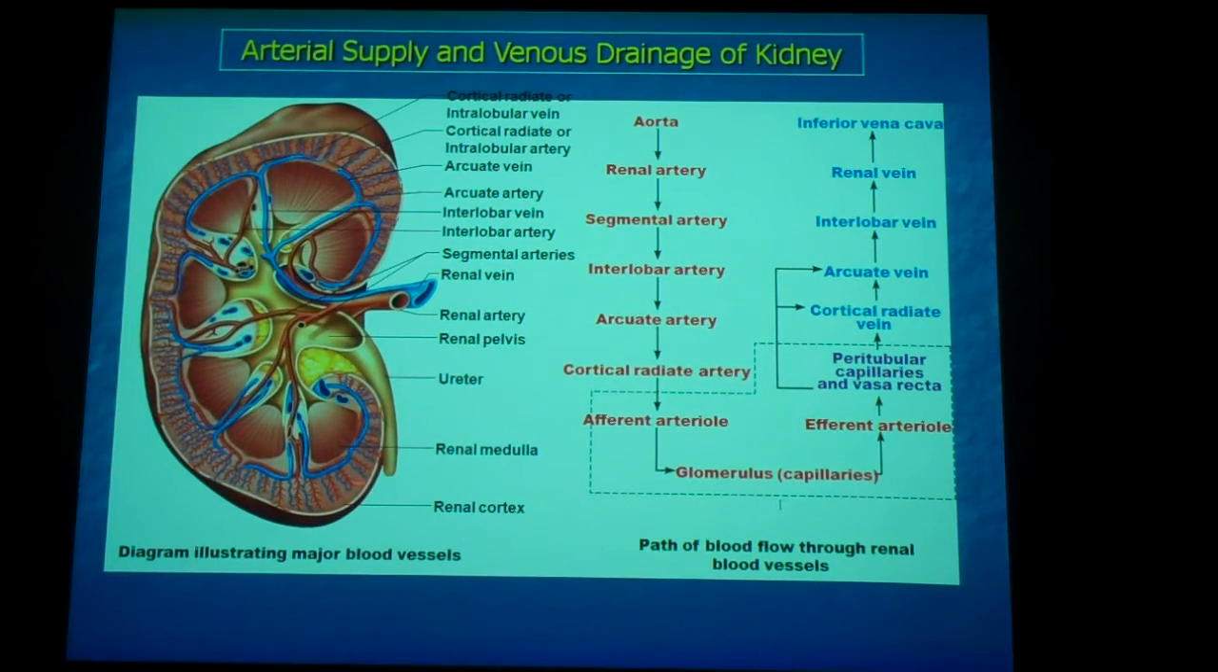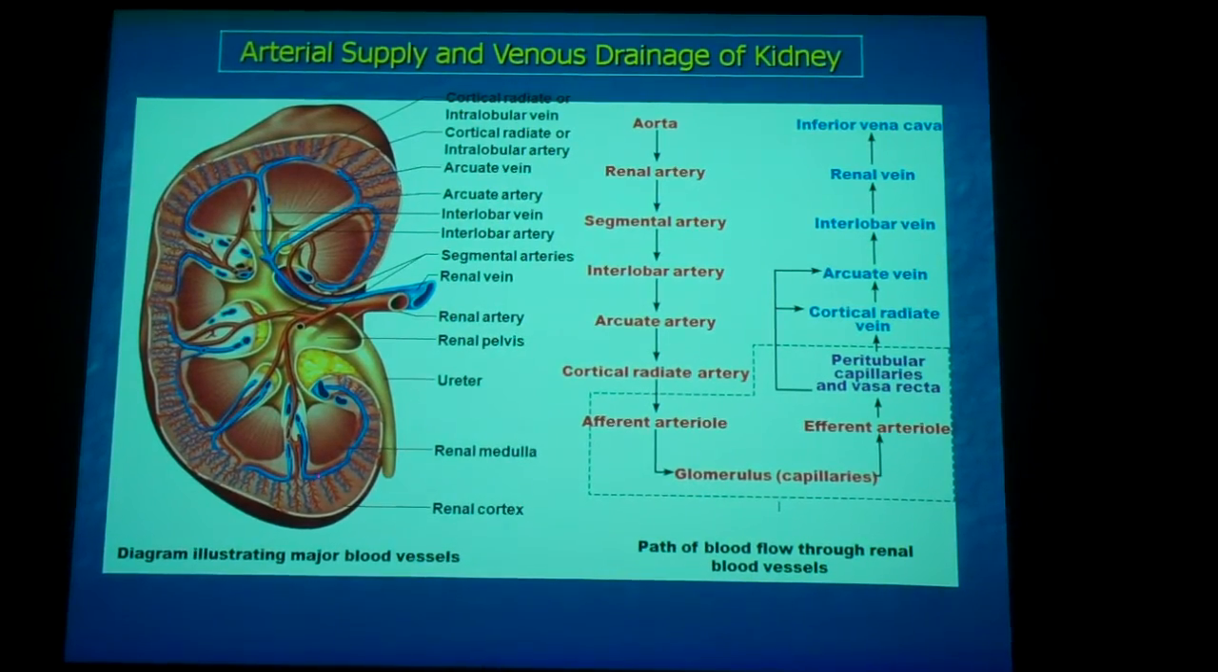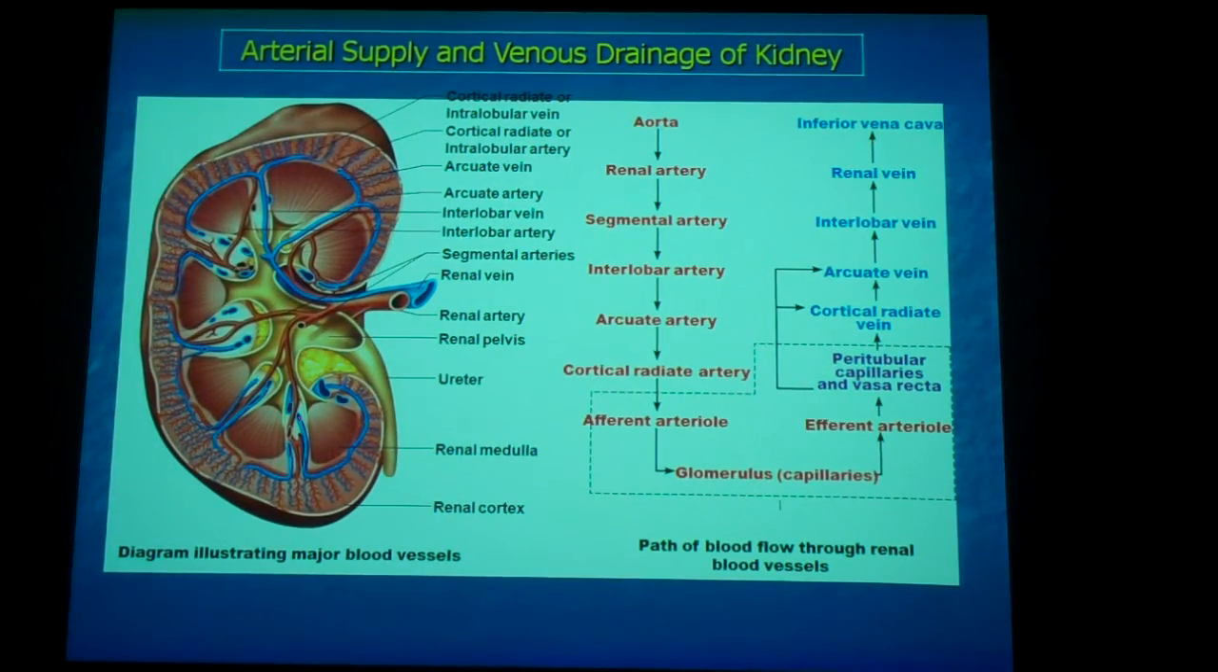And so let's go back over here. Here are the cortical radiate veins or interlobular veins, which drain into arcuate veins, which drain into interlobar veins. Let me go up here. Here's an interlobar vein, which drains directly to the renal vein. So we've left out a couple of vein names that might go with arteries here. That's just the way that the setup runs. And so eventually we get back to the inferior vena cava.